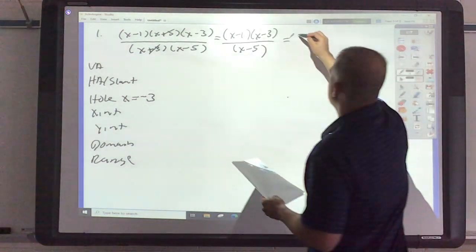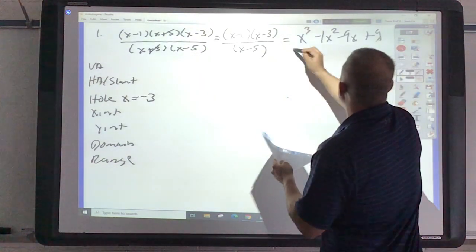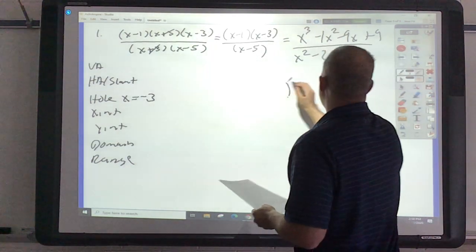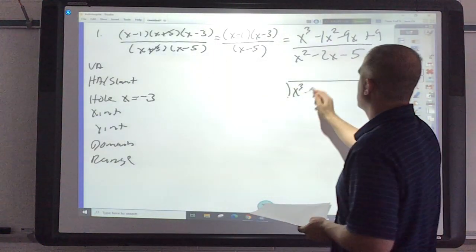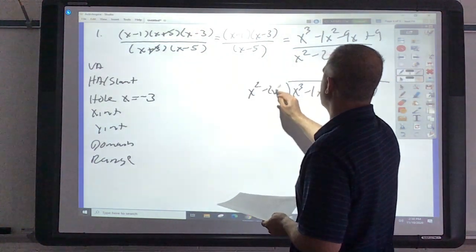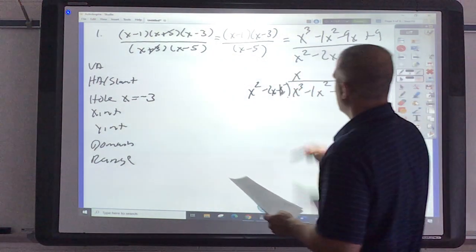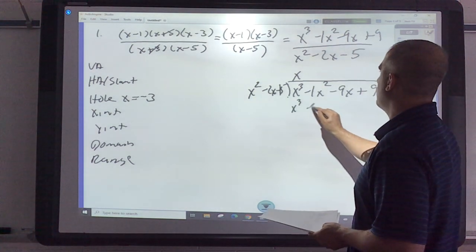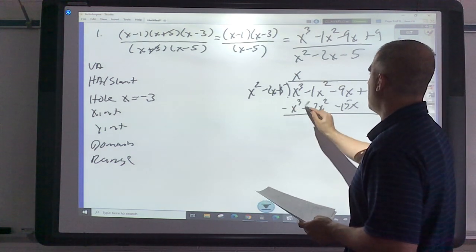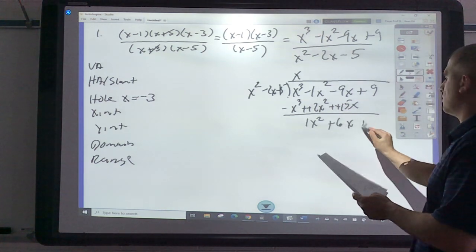All right, so that's going to be our slant. Okay, so the original is this. What I would want to do is the division here. Okay, x squared minus 2x minus 15. I need that to be x, so that's x cubed minus 2x squared minus 15x. Subtract turns that into positive. So that's 1x squared, 6x plus 9.